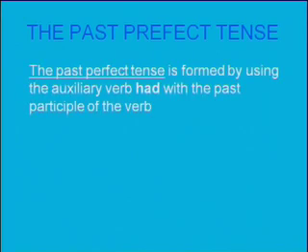Now we're going to look at the past perfect tense. The past perfect tense is formed by using the auxiliary verb had with the past participle of the verb. Let's see if we can make that clear.